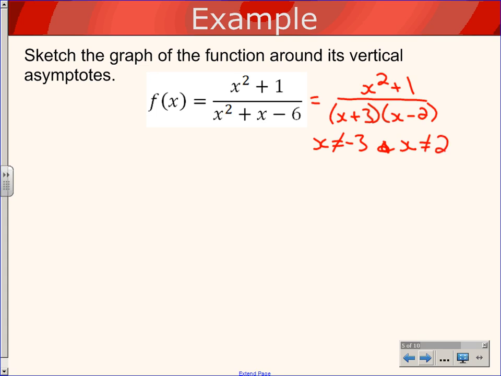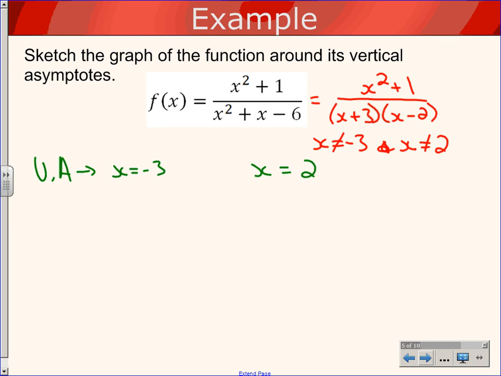Those are the two restrictions on this expression, which means that our vertical asymptotes are at x equals negative 3 and x equals 2. That's where we're going to see them. Now notice the difference in the way I've written things. When I wrote the function down, I said x can't be negative 3 and x can't be 2. And in the green there, I said the vertical asymptotes are x equals -3 and x equals 2.